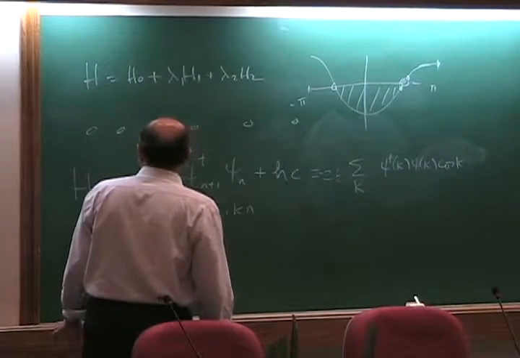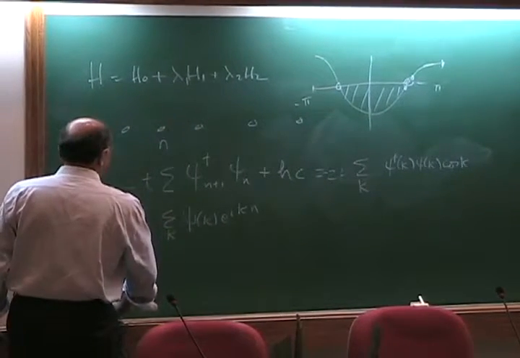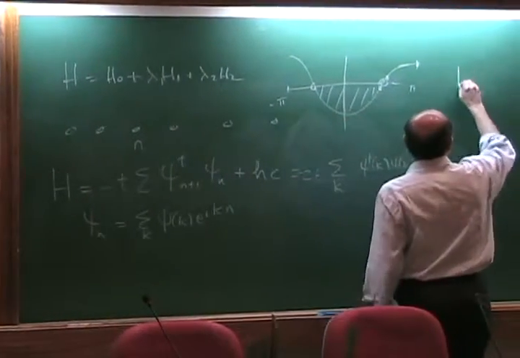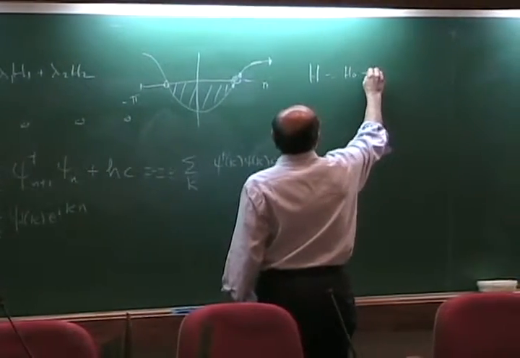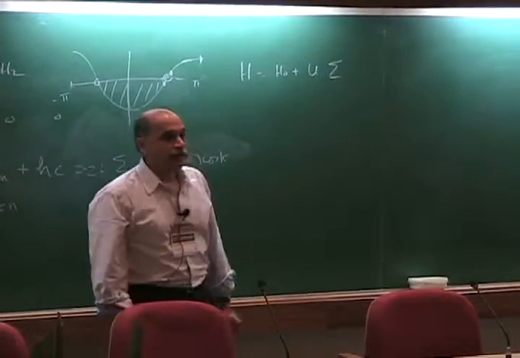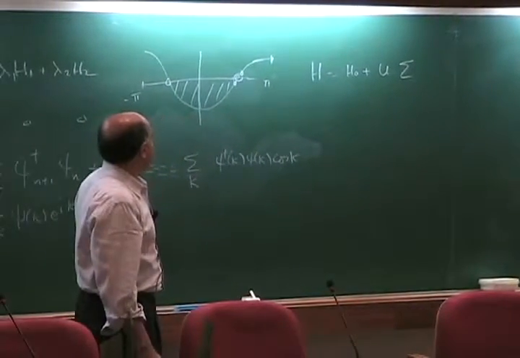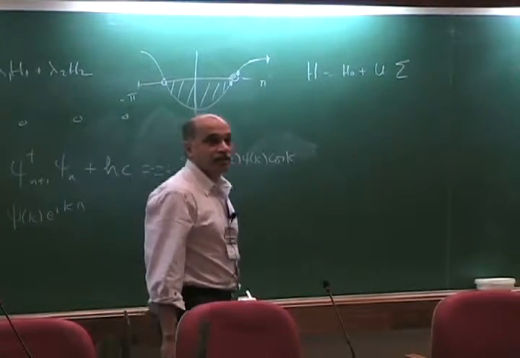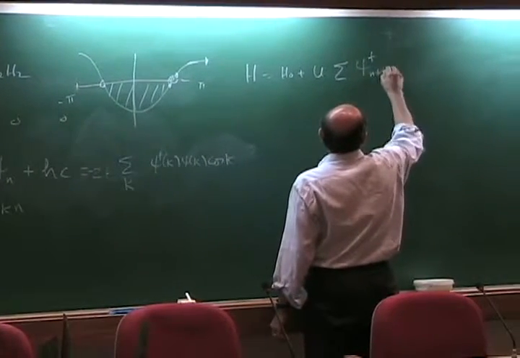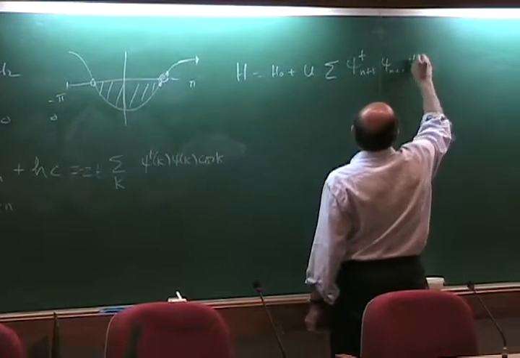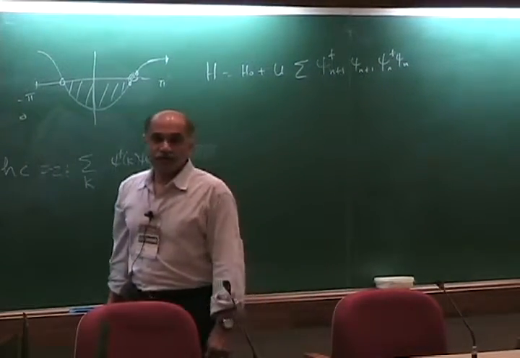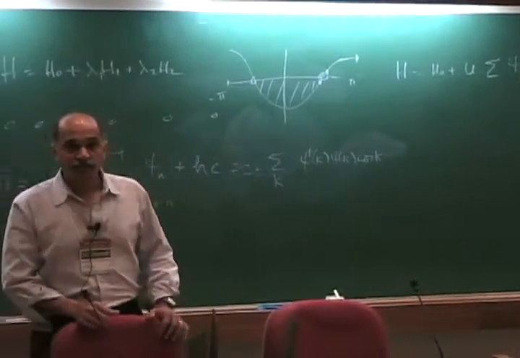Then the question is, let's call this Hamiltonian H naught, but now I want to add an interaction. So the Hamiltonian I have is this H naught, plus I want to add some repulsion between these fermions. Now, since these are spinless fermions, there's no way they will come on the same site. So the next best thing is you have a charge density at site n plus 1 times charge density at site n. You want to add that repulsion. So two fermions which are in neighboring sites will feel a repulsion.